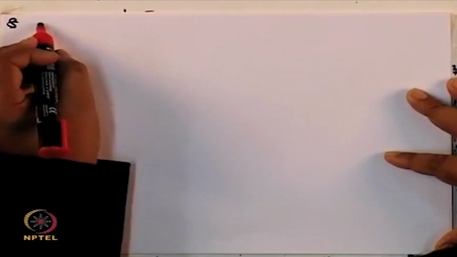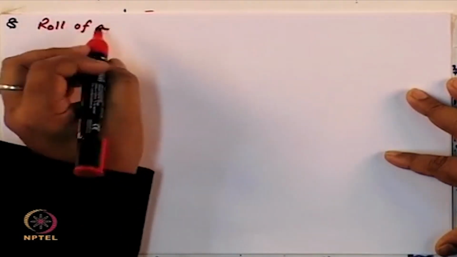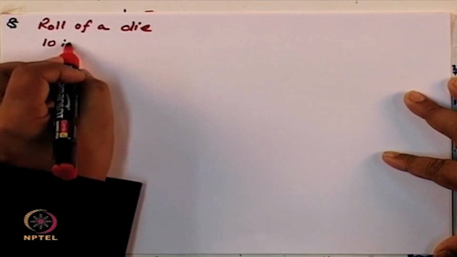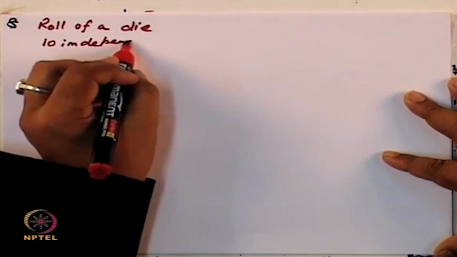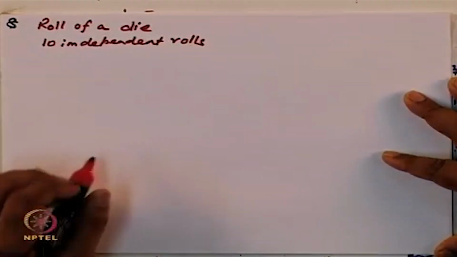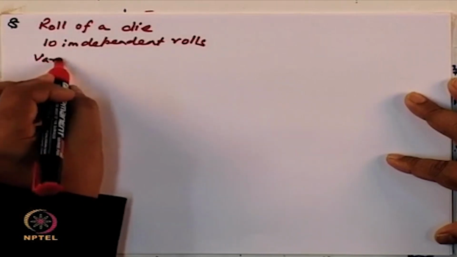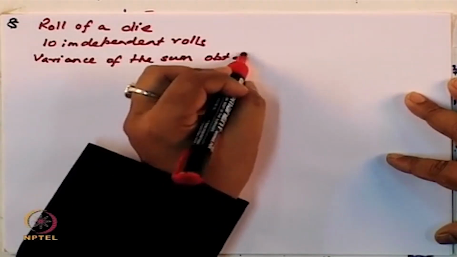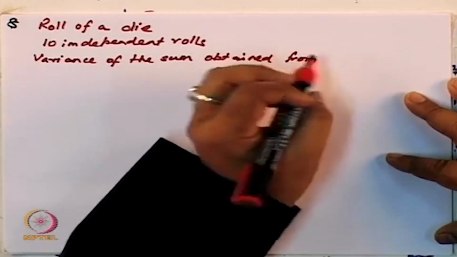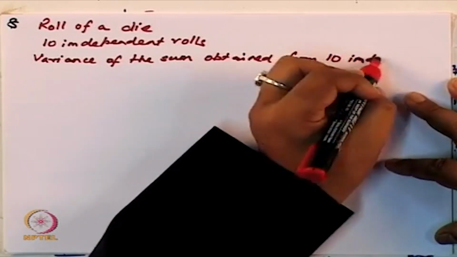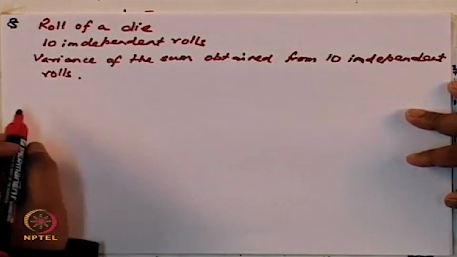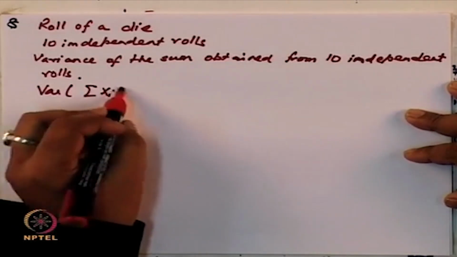Okay. So, let us take another example. Okay. You take the example of roll of a die. And in this case, again let us say 10 independent rolls of the die, okay, and you want to know what is the variance of the sum obtained from 10 independent rolls. Okay. So, as in the previous case, we can again have the same thing, variance of summation xi is summation variance of xi.